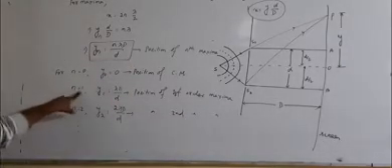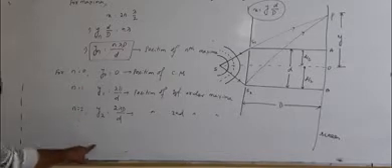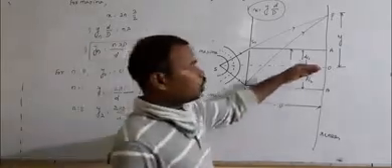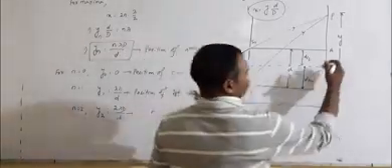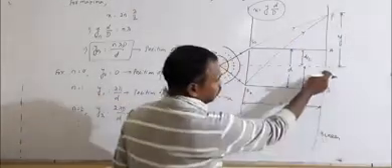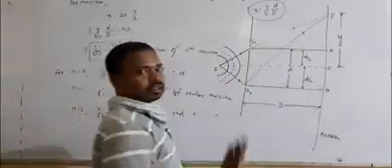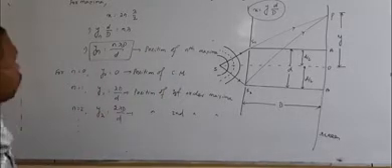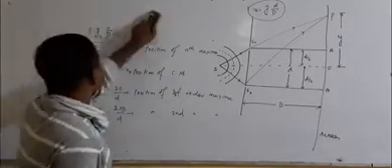Similarly, if you take n equal to -1, -2, -3, we are also getting the positions of first order maxima, second order maxima, like this, on both sides of the screen. That means from the center we are getting first, second, third maxima like this on one side, and here also first, second, third maxima like this. Complete.